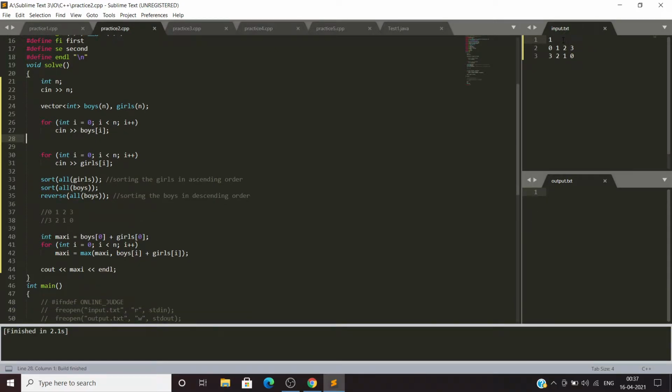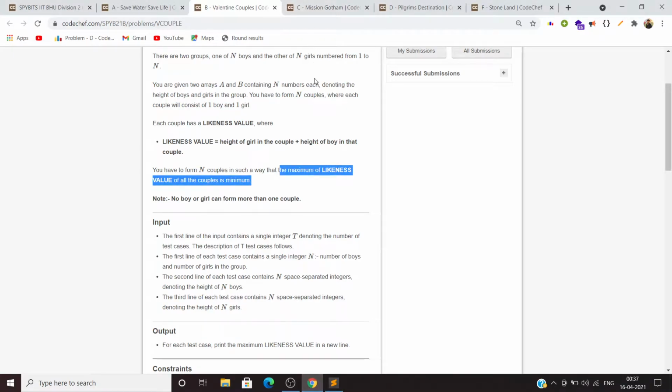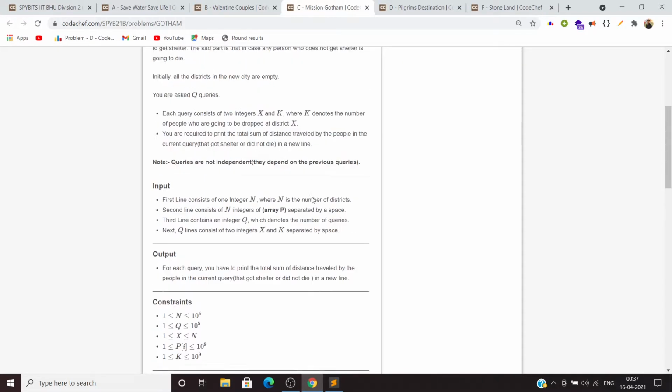So the maximum likeness is 3 because 2 plus 1 is 3, and also 1 plus 2 is 3. The maximum likeness that we can get is 3, and it is the minimum maximum likeness value that we can get. So let's move on to problem C.